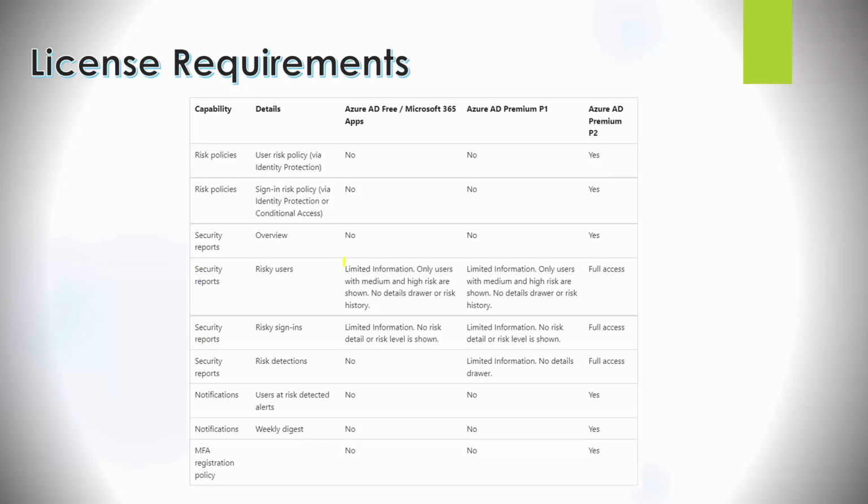What we can see with the Free or Microsoft 365 apps or Azure AD P1 is that they don't have these capabilities here. You can see it says no down here, but they do have some capabilities in terms of security reports, but they are limited in what they can see. With Azure AD Premium P2, they have full access to the reports as well. So there are three different types of reports. One is risky users, the other one is risky sign-ins, and the last one is risk detections.